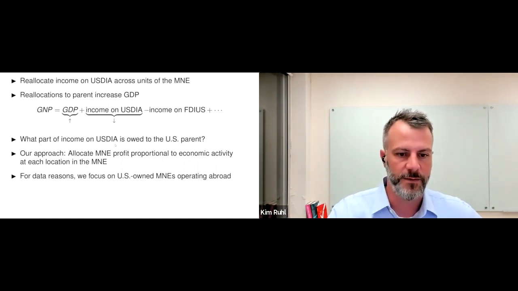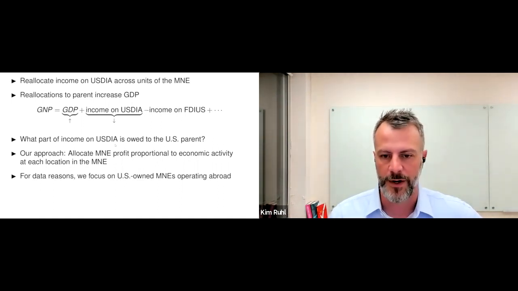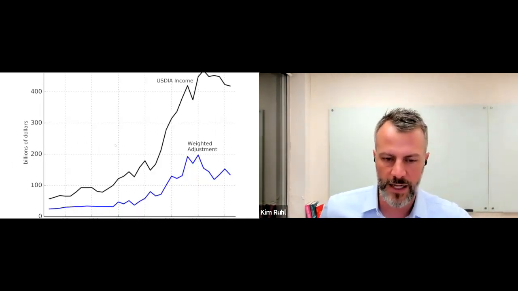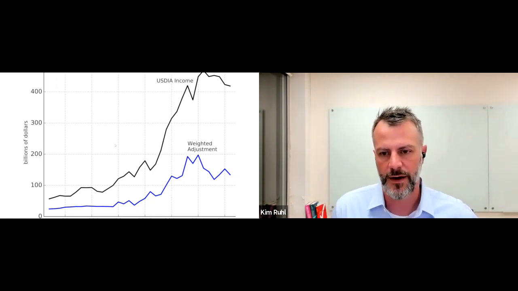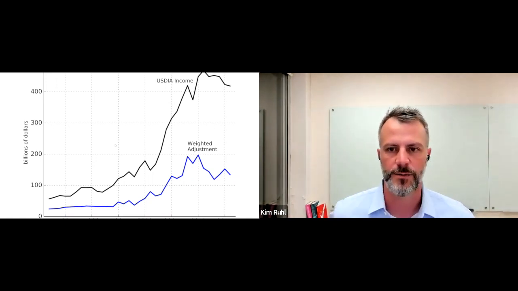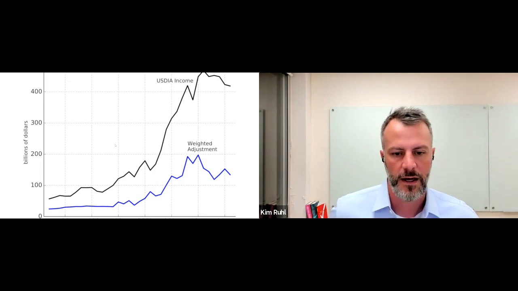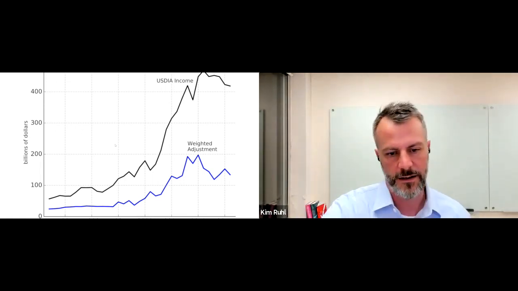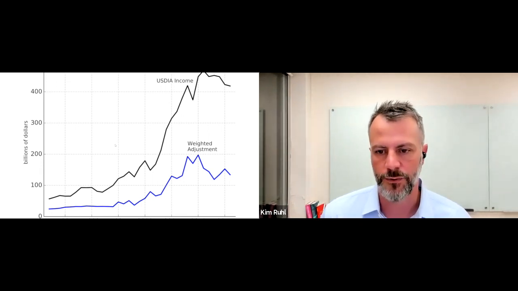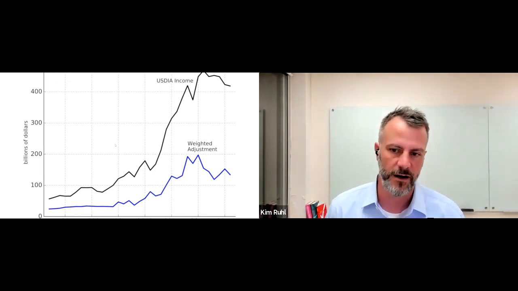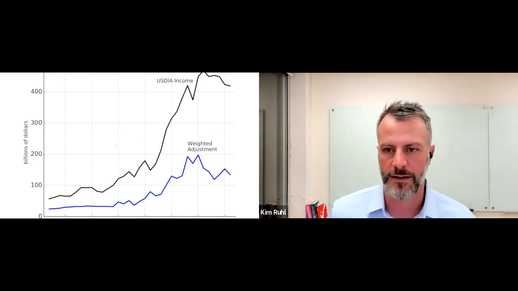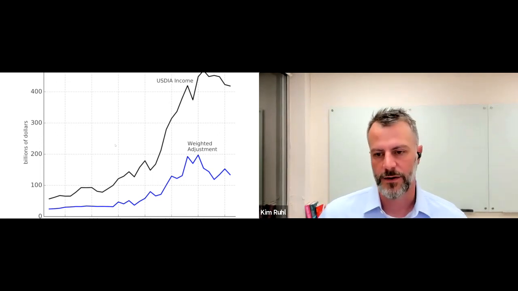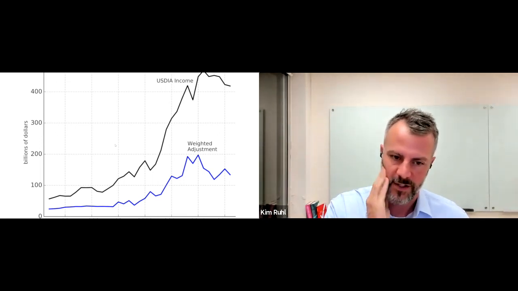As I mentioned before, we're going to focus on US multinationals operating abroad because that's where we have the best data. As a preview, this is the number that we're going to generate. The black line is what I showed you before, income on US direct investment. The blue line is what we've determined is the part of that income that would be reappropriated to the United States, and that's about a third on average. About a third of US direct investment abroad income is the result of this profit shifting.